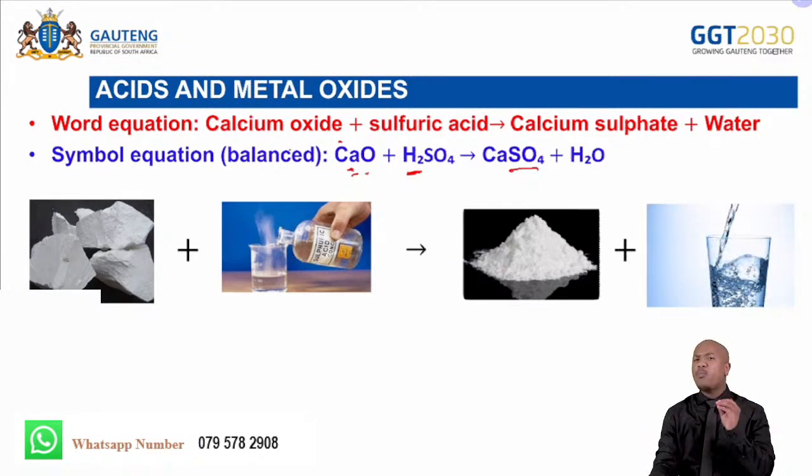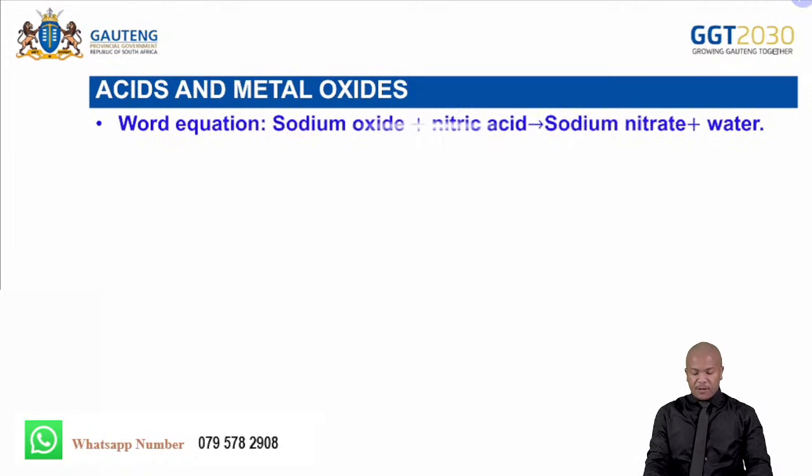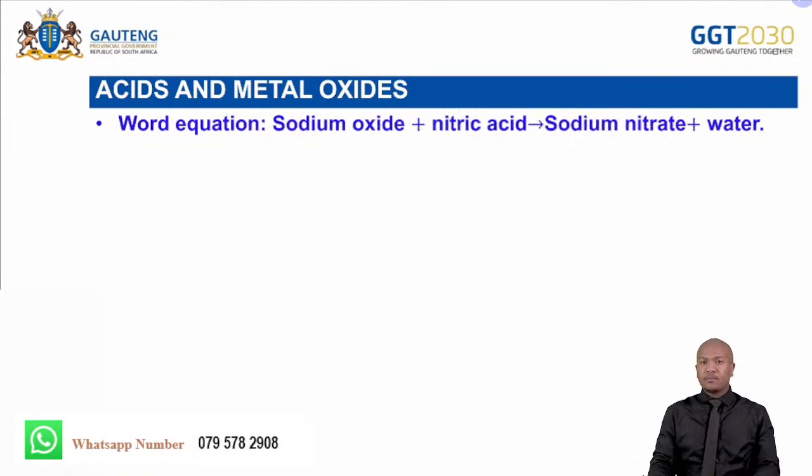Now, I hope we're getting this slowly but surely, right? The important part here is the rearrangement of atoms to determine the salt that is going to be formed. Right. Let's explore another example.